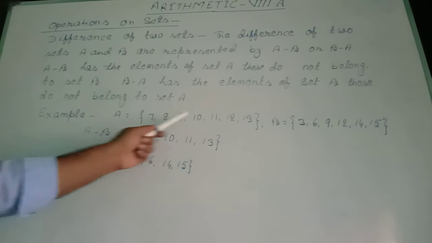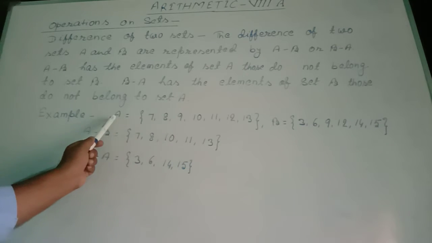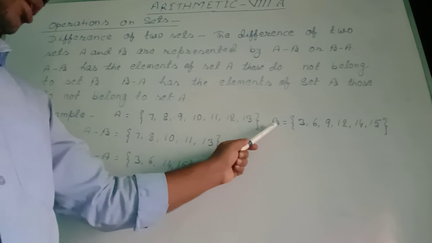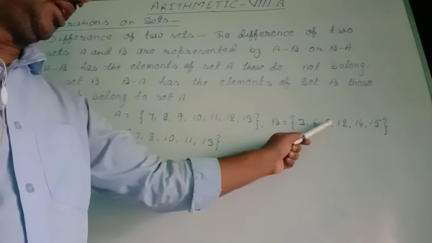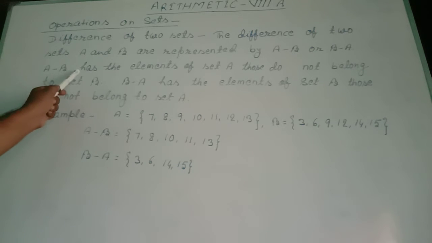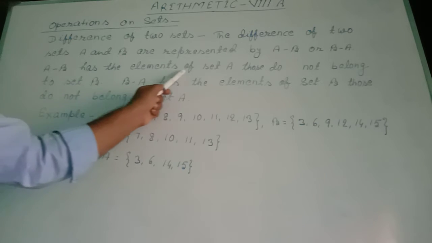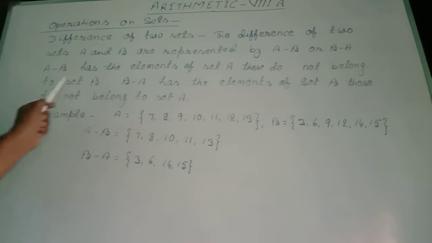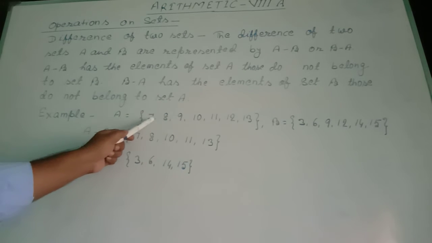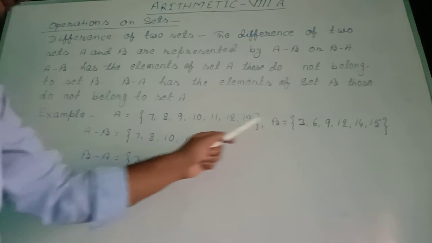Example, these two are the sets A and B. A has the elements 7, 8, 9, 10, 11, 12, 13 and B has the elements 3, 6, 9, 12, 14, 15. So at first I prepared A minus B. As per the definition, A minus B has the elements of set A that do not belong to set B. Meaning we have to write the elements of set A that do not belong to set B.